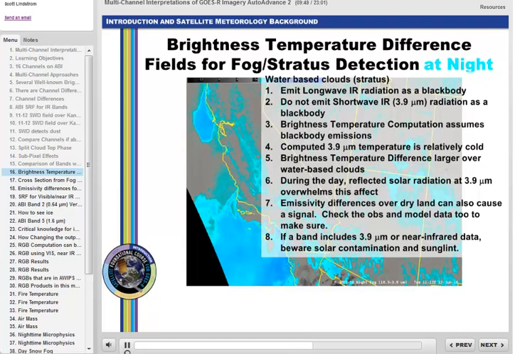This occurs for 3.9 micrometer radiation, but not for radiation around 10.3 micrometers. For water-based clouds, that is clouds composed of water droplets, the 3.9 micrometer brightness temperature is cooler than the 10.3 micrometer brightness temperature at night, or the 10.7 micrometer brightness temperature on GOES 13, 14, and 15.